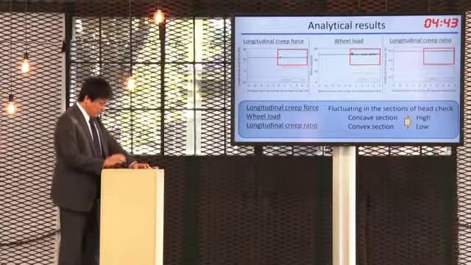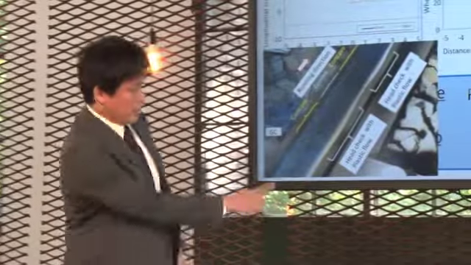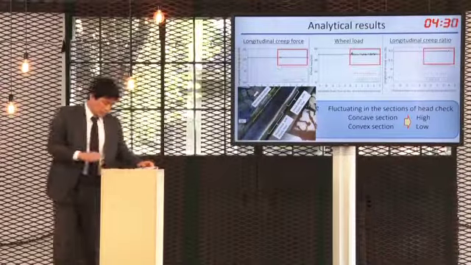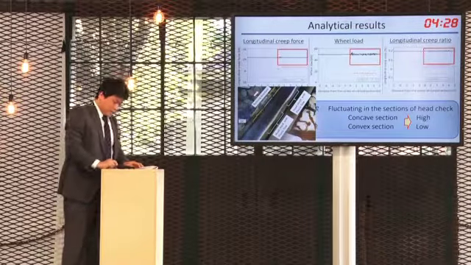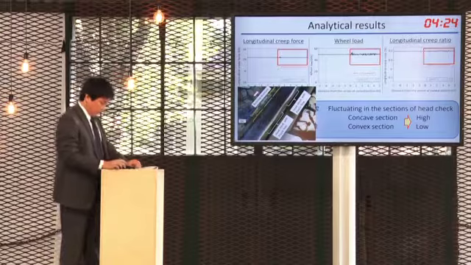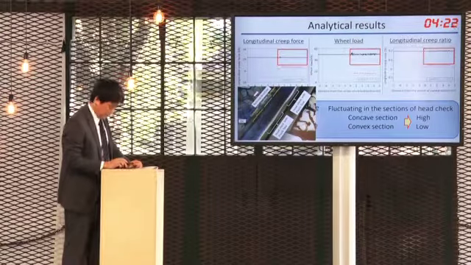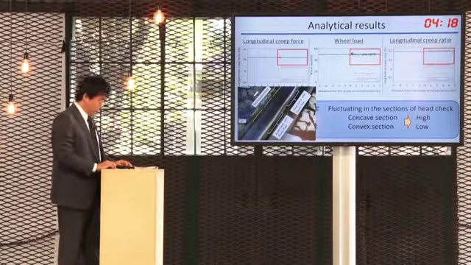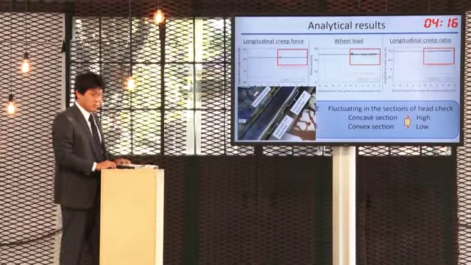Actually, the plastic flow was observed at the field corner side at the concave section. Here is the plastic flow. Therefore, it is thought that contact conditions of the wheel and rail are severe at the concave section compared with those before and after the convex sections.